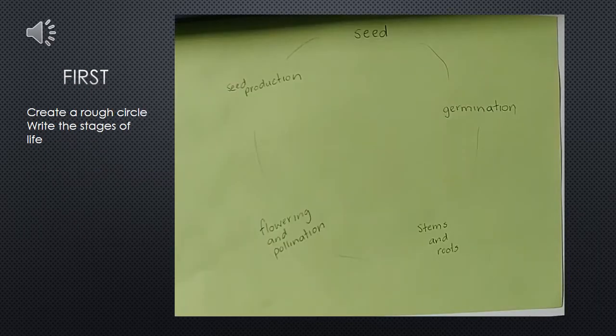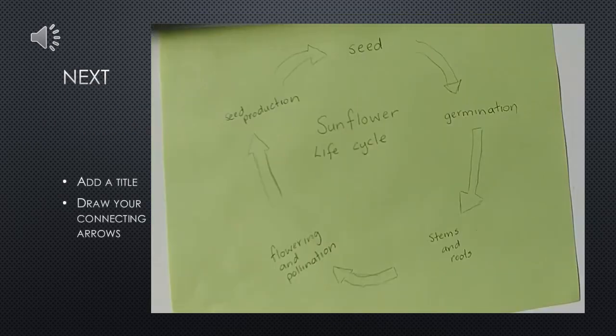The first part of our life cycle is to create the rough circle with the stages of life in it. You can see I've put seed, germination, stems and roots, flowering and pollination, and then seed production for the end of my cycle. Right, the next thing we do is we give it a title, and you can see I've done mine in the middle of my life cycle, and then we need to draw in our connecting arrows to show that our cycle moves around in one direction.